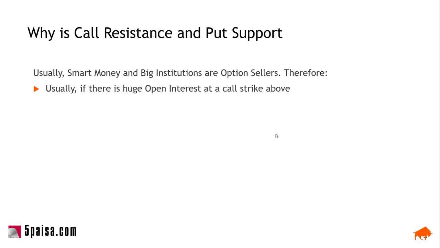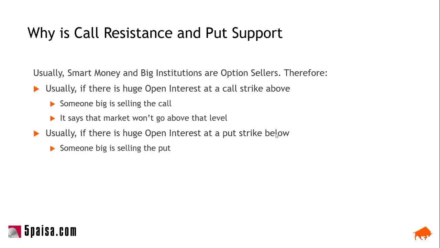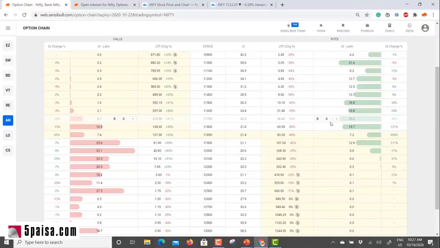So usually, if there is huge open interest at a call strike above, it means that someone big is selling the call. You know, they are saying that, look, I don't think this strike will be breached, therefore I am comfortable selling the call. The market won't go above that level, right? And usually if there is a huge open interest at a put strike below, someone big is selling the put. They are saying that, look, I don't think market is going to go below the strike, so I am comfortable selling the put. Like somebody is saying here that 12,000 won't be breached. Somebody is saying here that 11,700 won't be breached to the downside.